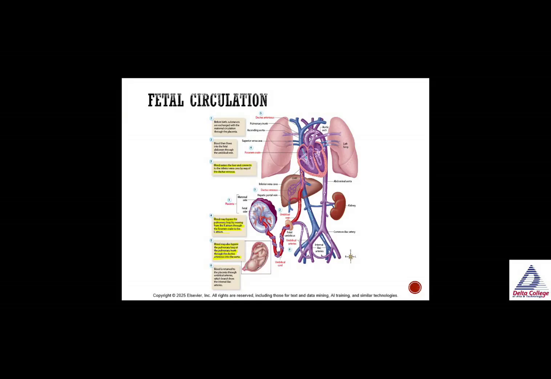Blood may also bypass the pulmonary loop at the pulmonary trunk through the ductus arteriosus into the aorta. Blood is then returned to the placenta through the umbilical arteries, which branch from the internal iliac arteries. So again, ductus venosus, foramen ovale, ductus arteriosus. You must know what these do in fetal circulation.